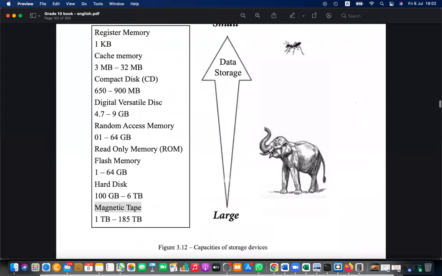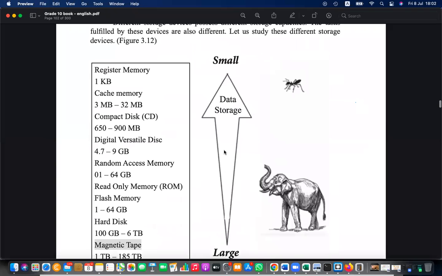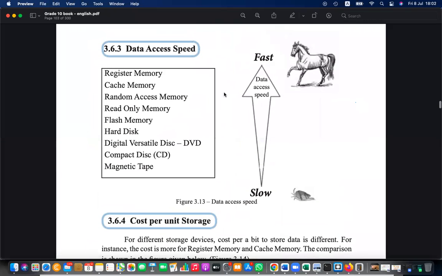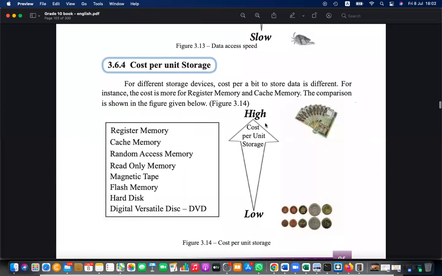Here they have given that the storage unit is small here but it is faster. And the cost per unit storage, right? Not the total cost. The total cost of a hard disk can be higher than the RAM cost.